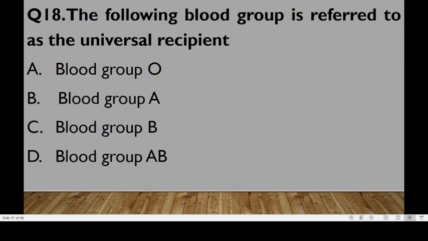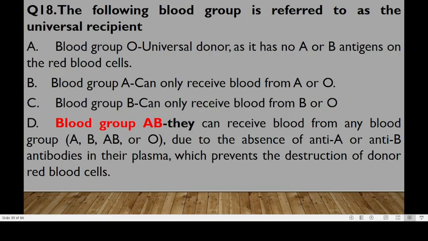The following blood group is referred to as the universal recipient. The universal recipient is AB, and this is because they can receive blood from any group. Could it be A, B, AB, or O? And this is due to the absence of A and B antibodies in their plasma, which prevents the destruction of donor RBCs.